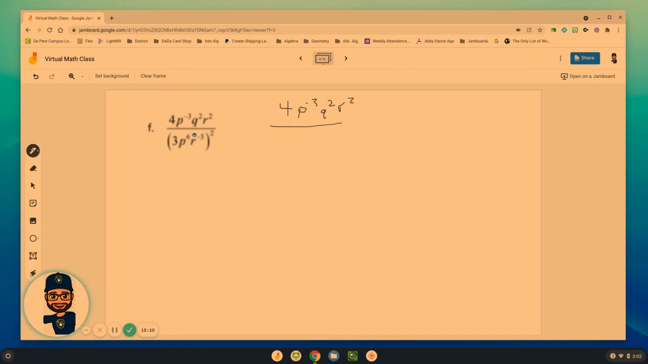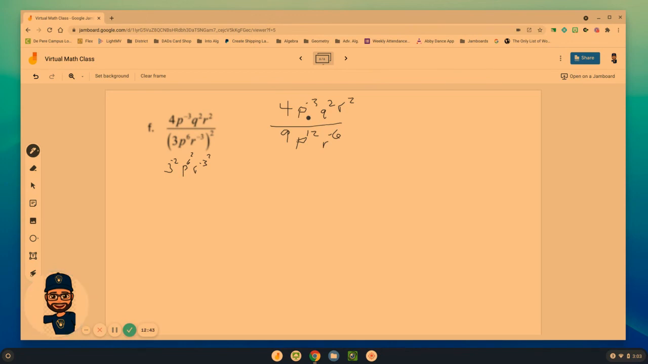This 2 goes to all 3 of them, so 3 squared, or 9, p to the 6th to the second. So p to the 6th raised to another second gives me p to the 12th. R to the negative 3 to the 2. So r to the negative 3 to the second. Multiply those gives me r to the negative 6th. Okay, so I'm hoping you see how I got that.